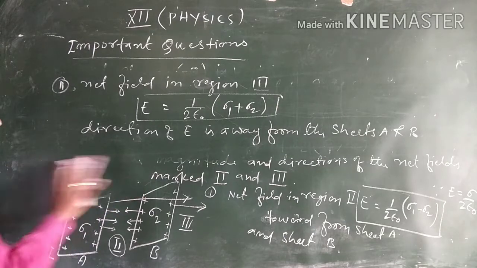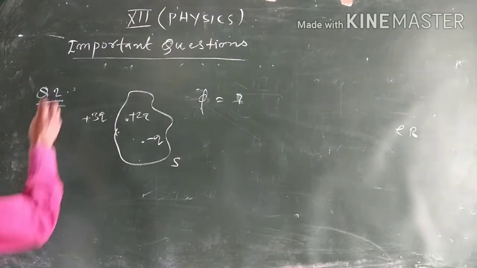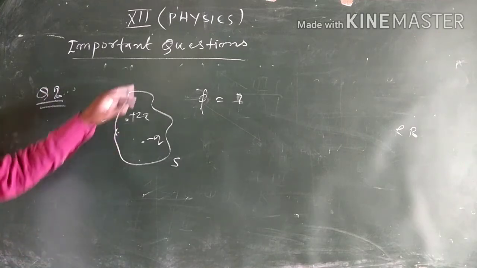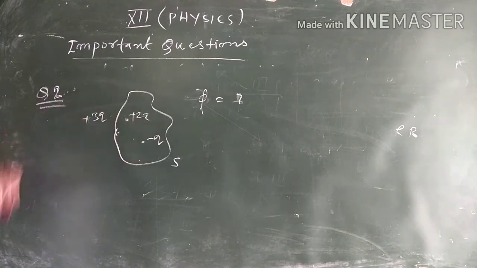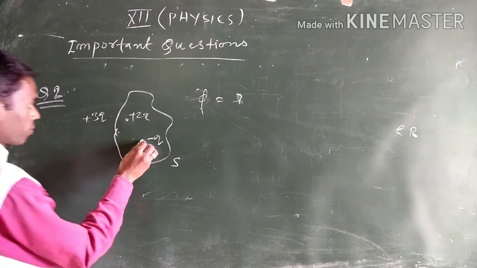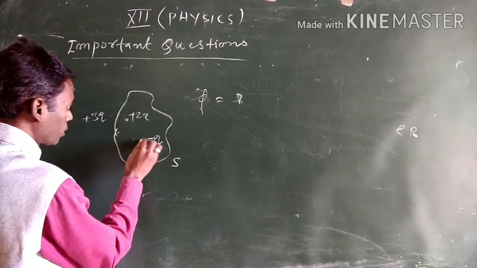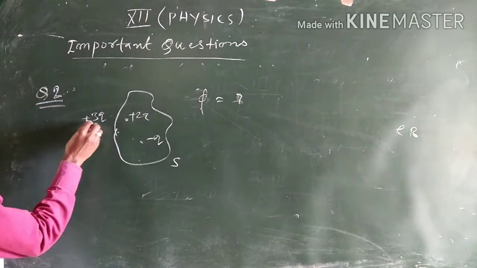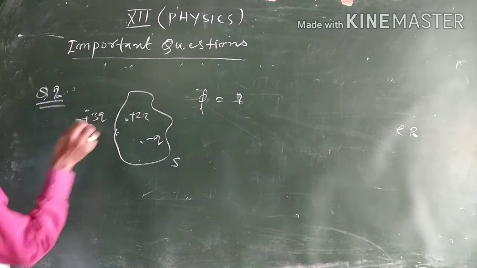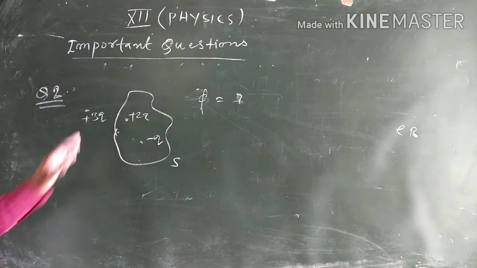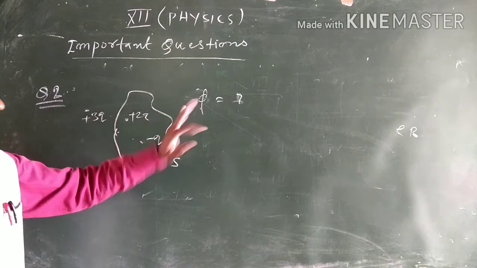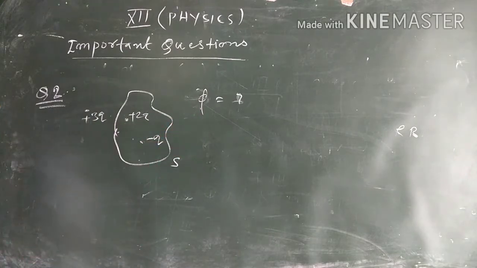Okay, next question. Our question number 2. Suppose the shape of this one is given. Inside this shape, there is minus q charge and plus q charge. Outside there is plus 3q charge, right? Here we are asked to find the electric flux through this closed surface.